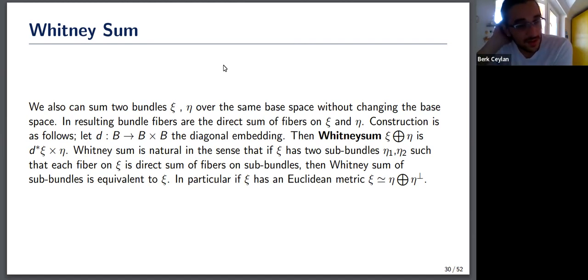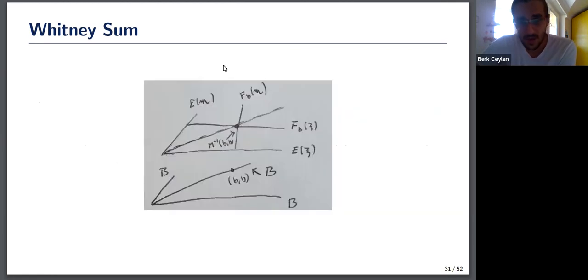Whitney sum is natural in the sense that if ξ is a sum of two subbundles, and if ξ has the property that each fiber over ξ is a sum of two fibers over the two subbundles, then ξ is itself a direct sum, a Whitney sum of subbundles. And in particular, if you have a metric, you can decompose ξ into any subbundle and its orthogonal complement. Here's a picture of the Whitney sum.